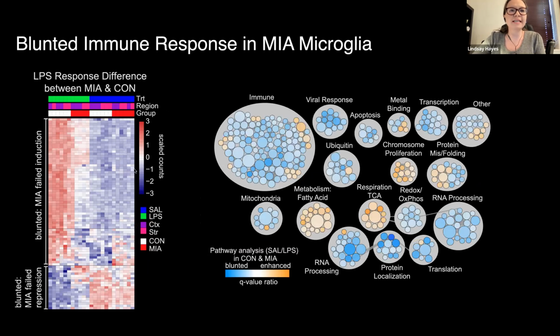We can also see this in this heat map here, where in this blue section we have genes that are normally not on at baseline. They get induced by the LPS response in the white samples here in control, robustly activated, but in MIA, we see this activation is impaired.